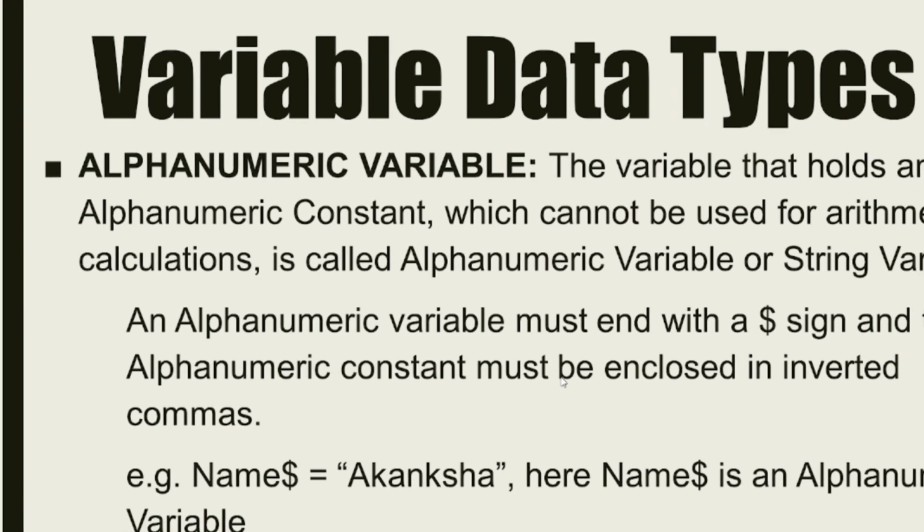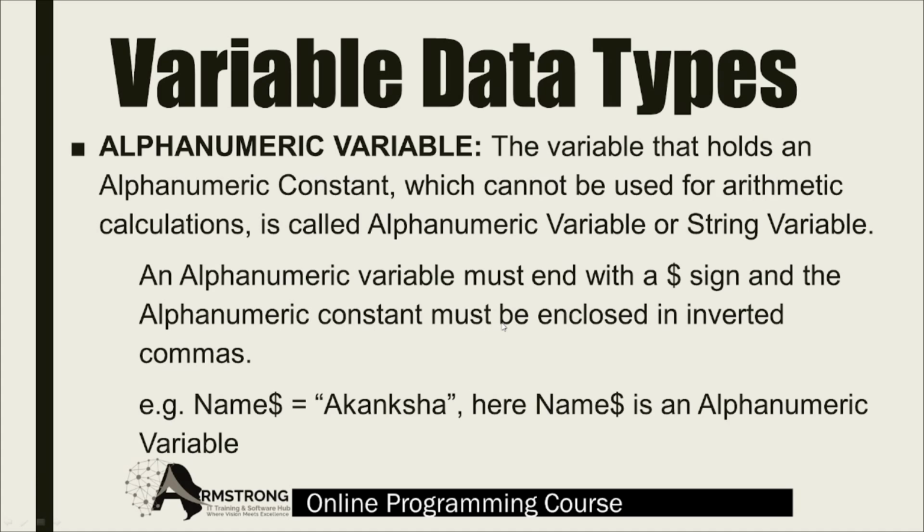That is an alphanumeric variable. A variable that holds an alphanumeric constant which cannot be used for arithmetic calculation is called an alphanumeric variable or string variable. An alphanumeric variable must end with a dollar sign, as you can see here. And the alphanumeric constant must be of a content pertaining to the value you are assigning to that particular variable.